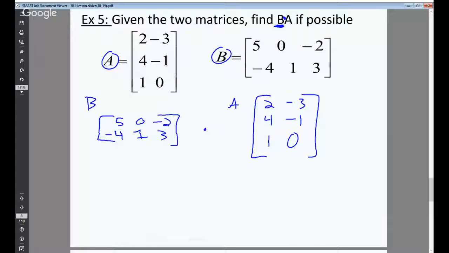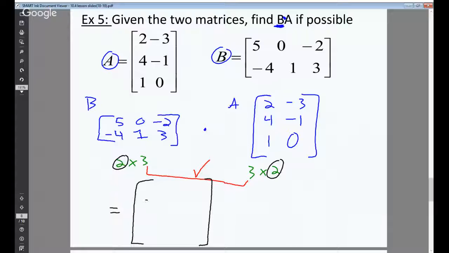And before we multiply, we better check to make sure we can even multiply these. Matrix B is a 2 by 3, meaning it has 2 rows and 3 columns. Matrix A is a 3 by 2, meaning it has 3 rows, 2 columns. Good thing we checked. We can multiply these together. And when we multiply them, the product should have 2 rows and 2 columns. So I'm just going to go ahead and draw a 2 by 2 matrix off to the side, right here.